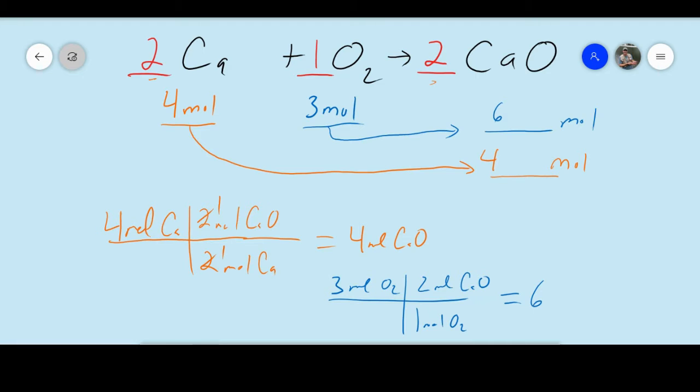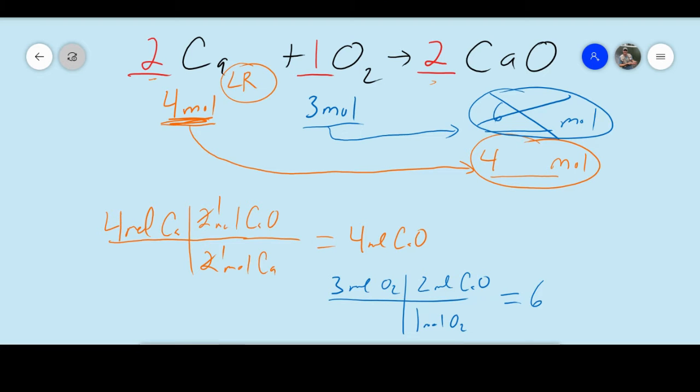Okay, so now we figured out how much product each of the reactants can make. We know that the least amount of product is made from the orange here, the calcium, right? So in this problem, because I can only make 4 moles of product with the calcium, and I can make more than that, 6 moles, with the oxygen, I know that the calcium is my limiting reactant. So this is my limiting reactant. Okay, that's one way.